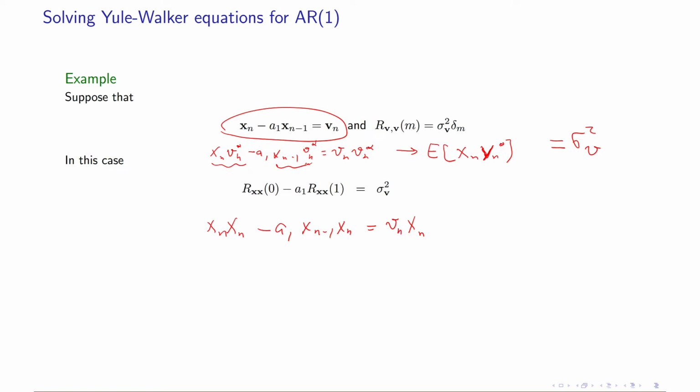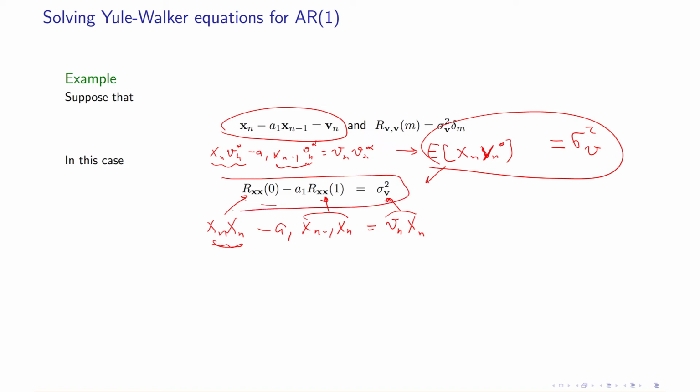Now, you can take the expected value of this one. So the expected value of this one gives you this equation. The expected value of this gives you this one. And then you get this one. The expected value of this is equal to this because I have already calculated it. So I get a first equation. Remember that I have two unknowns, a1 and sigma squared v. Using one equation, I cannot determine two unknowns. So I need another equation.